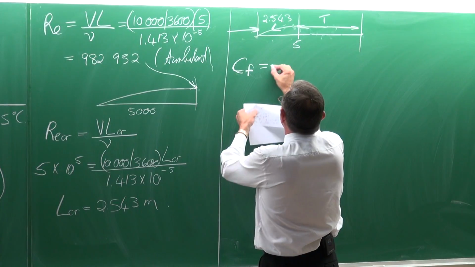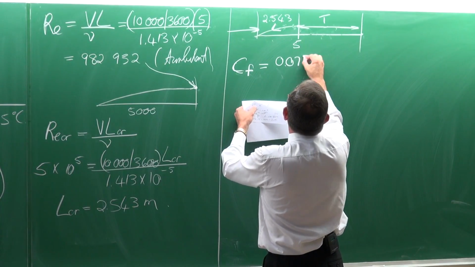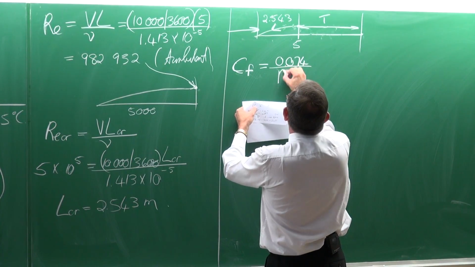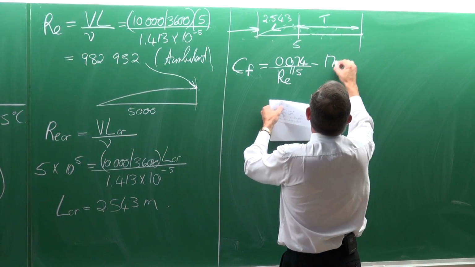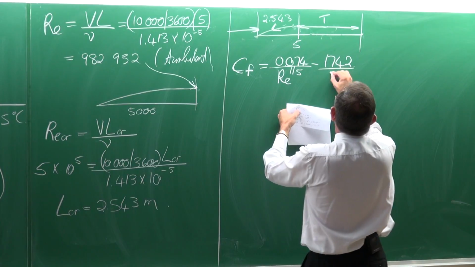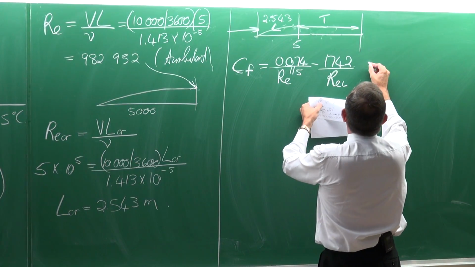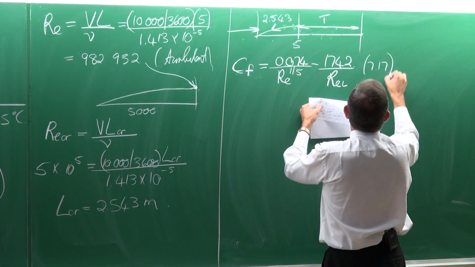And for that, the CF will be equal to 0.074 divided by Reynolds to the one-fifth, minus 1742 divided by Reynolds L, and that is equation 7.17.